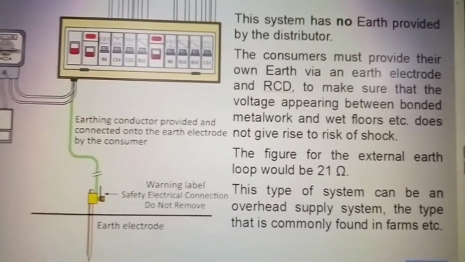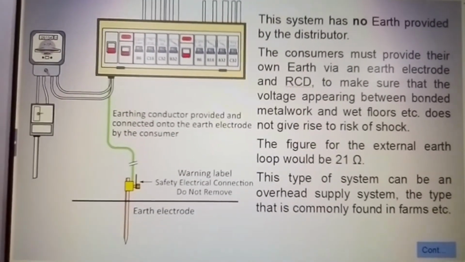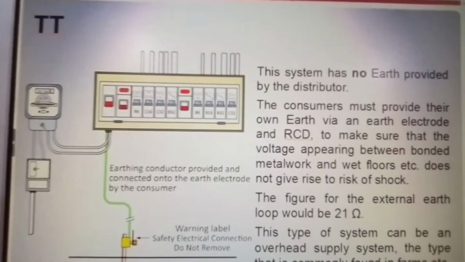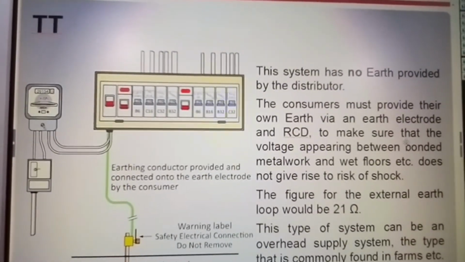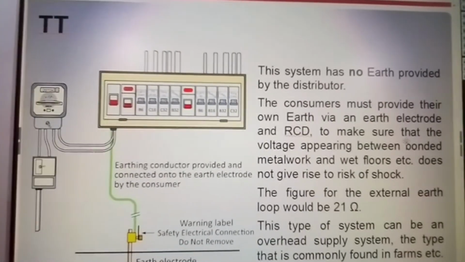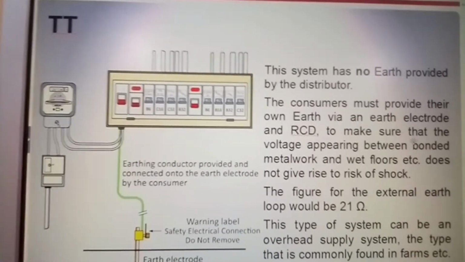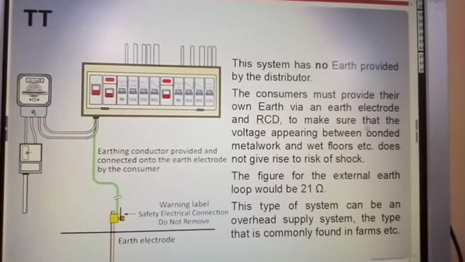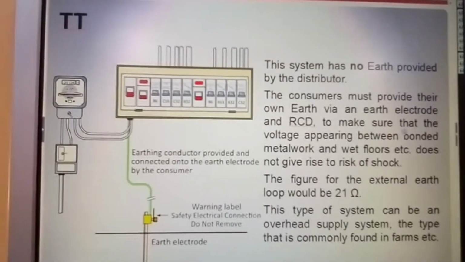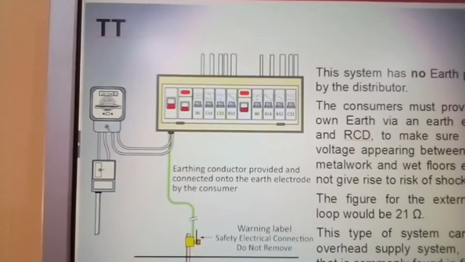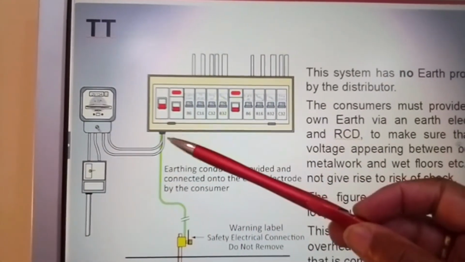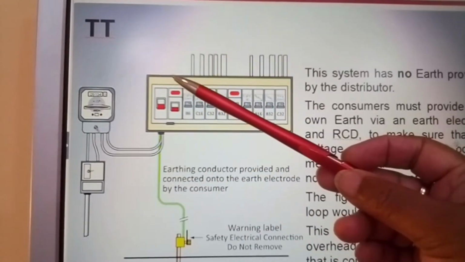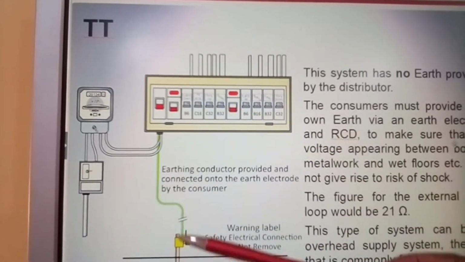So let me just now pan back out. Go down, and here we have our TT system. Let's go back in full so we can get it all in full screen. Now here we have the electrode, and the earth electrode would be connected from your consumer unit, and it would go to an earth rod.